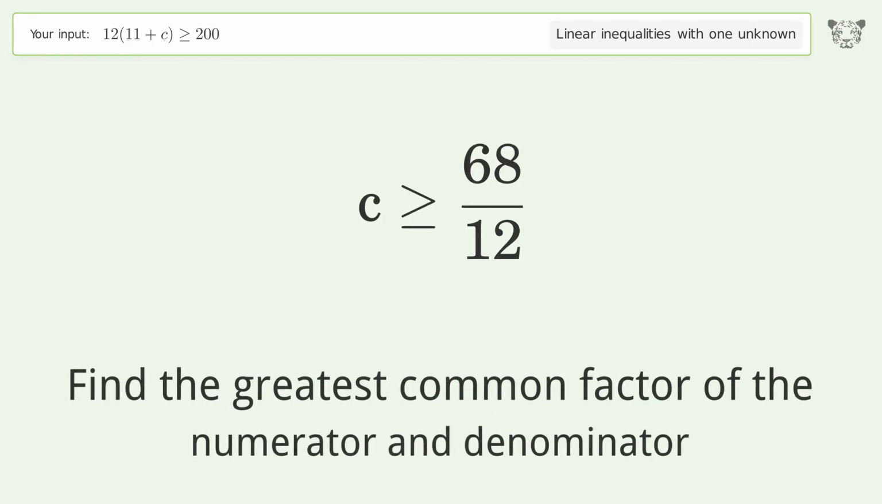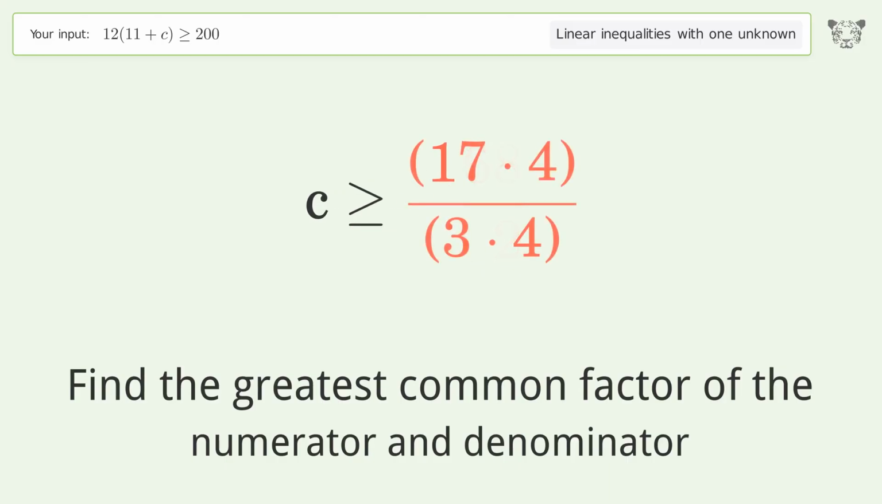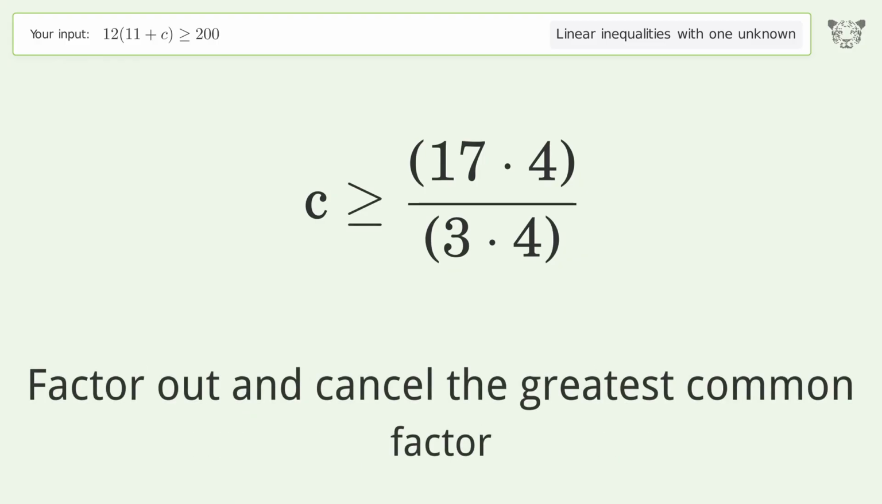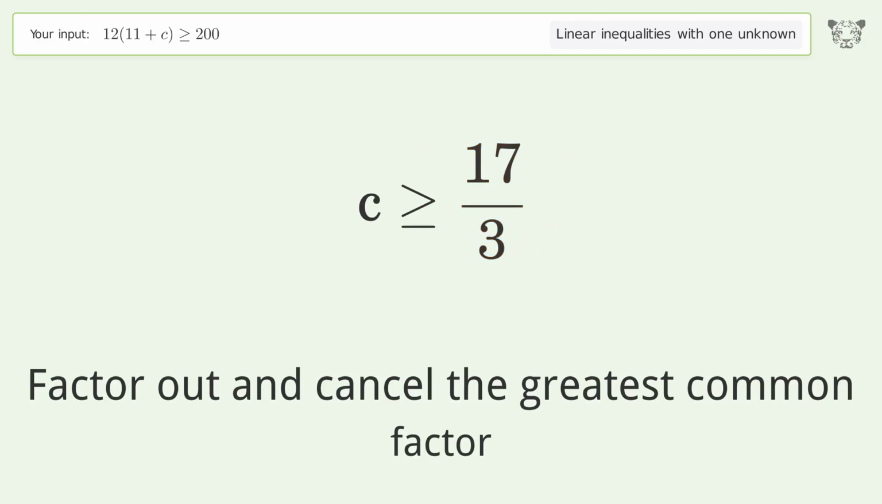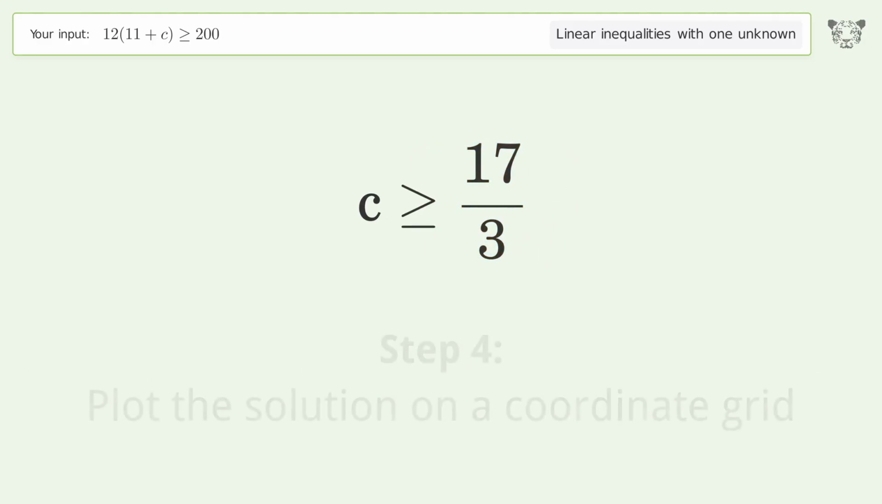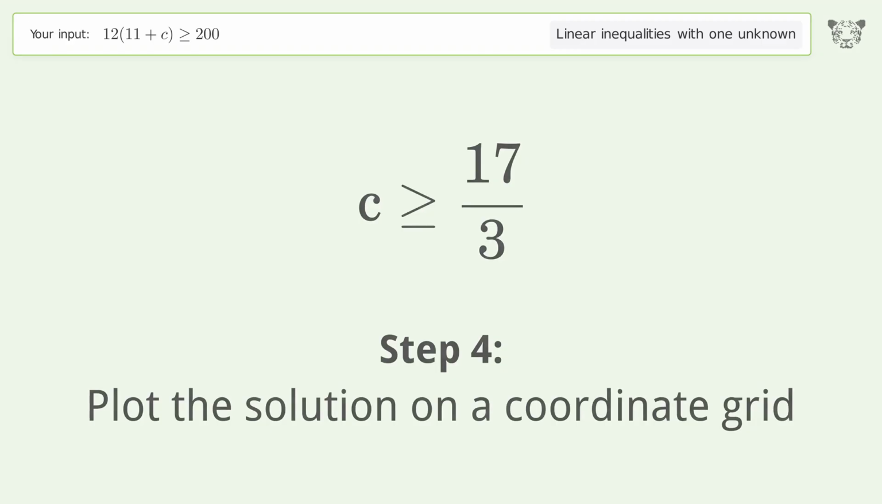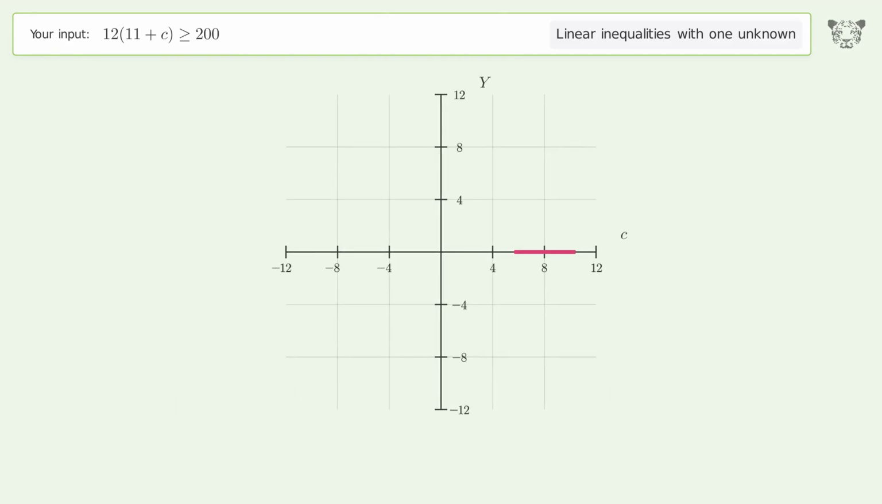Find the greatest common factor of the numerator and denominator. Factor out and cancel the greatest common factor. Plot the solution on a coordinate grid. And so the final result is c equal or greater than 17/3 equal or greater than 52/3.